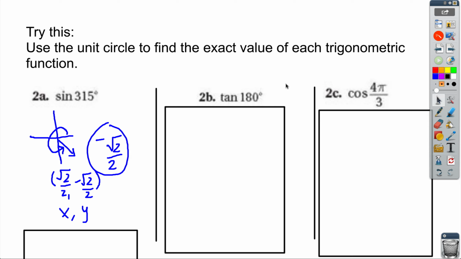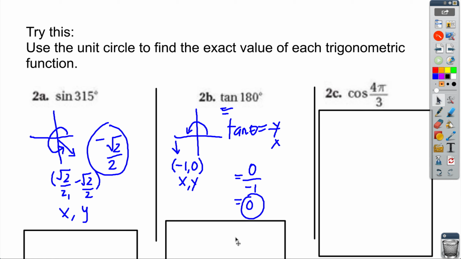You have tangent of 180 degrees. And if you remember, 180 degrees is actually half of your circle, or the opening of a semicircle. So let's take a look at this. Remember that this location will produce negative 1, 0 as the coordinate, where tangent is where you have to divide the y value by the x value. So 0 over negative 1 will generate a 0. So tangent of 180 degrees is 0.